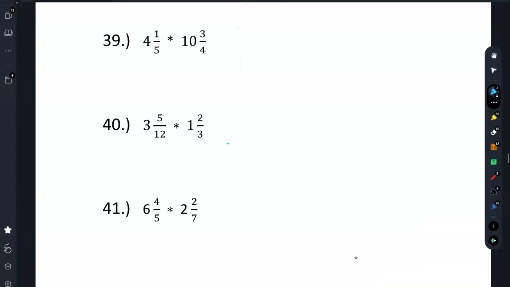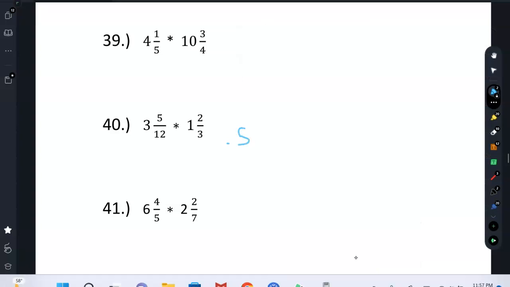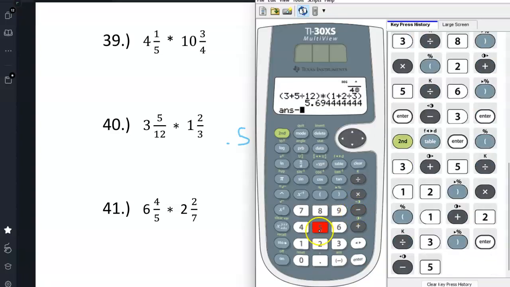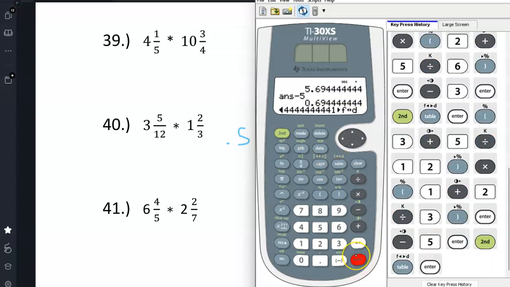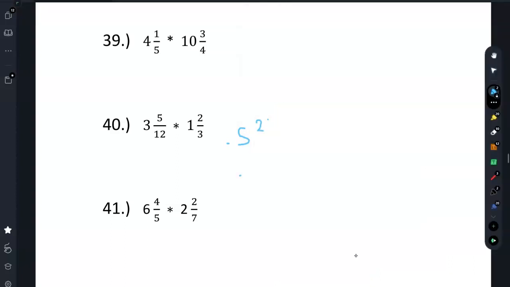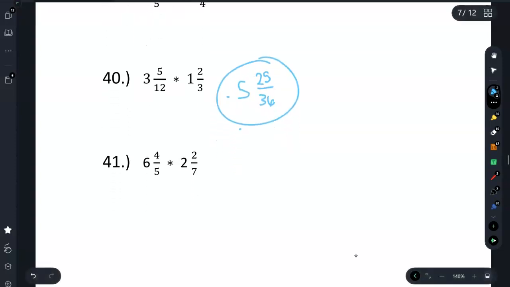My whole number is 5. So then when I get rid of that whole number, I'm left with the decimal 0.6944, and I'm going to convert that to a fraction, and I get 25 over 36. So 5 and 25/36 would be my answer for that one.